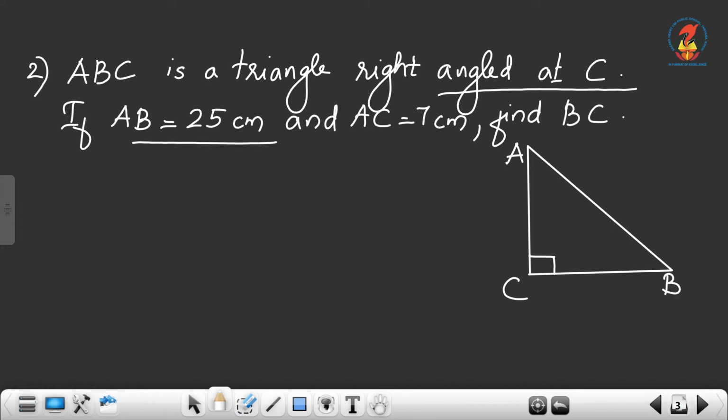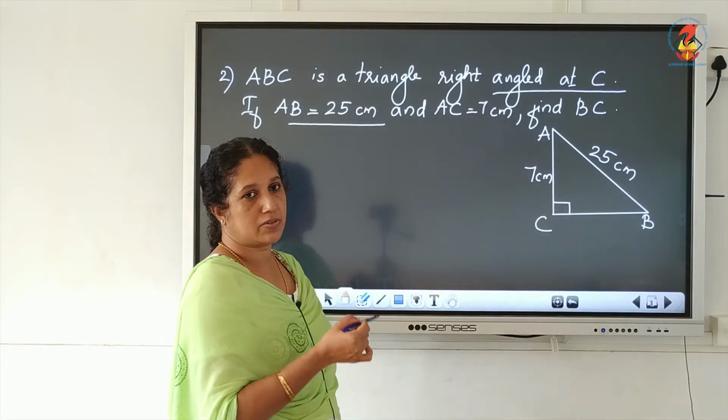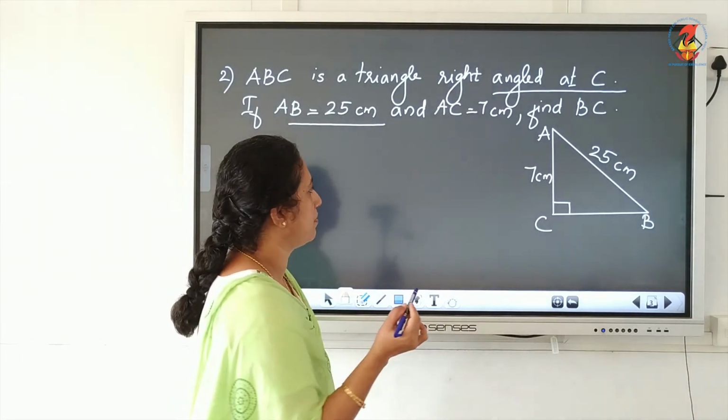Now, AB equal to 25 centimeter. So, the side which is opposite to 90 degree is the hypotenuse and the length of hypotenuse is 25 centimeter. AC is 7 centimeter. The length of one of the legs is 7 centimeter. So, we have to find the length of BC. So, the given triangle is a right angled triangle. So, we can apply Pythagoras property.